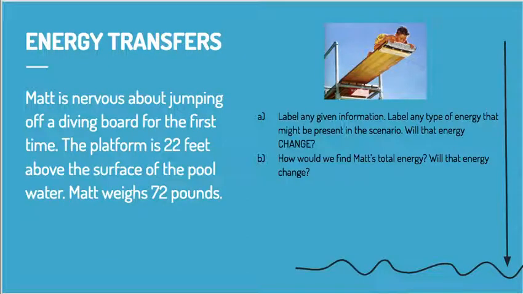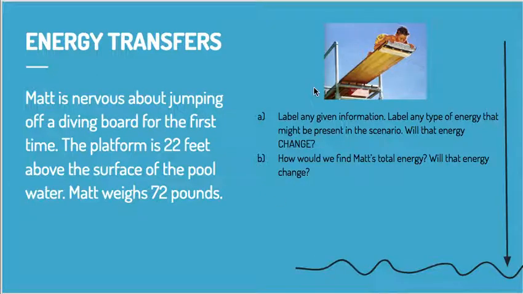So here's the situation. We have Matt, who's nervous about jumping off a diving board for the first time. Here's Matt peering over. We can assume the water level is below. This is the bumpy water. The platform is 22 feet above the surface of the pool, so we could set the pool level as height equals 0, and Matt weighs 72 pounds. That's all we know, and we should be able to answer several questions based on this scenario.